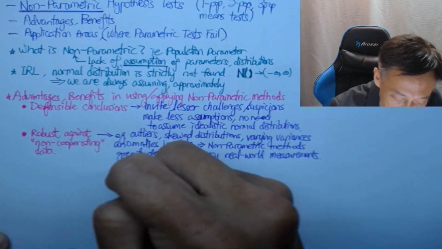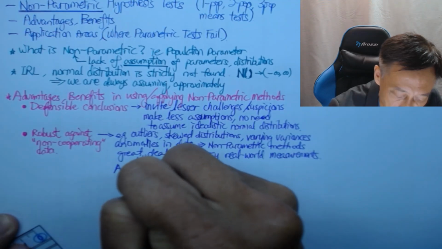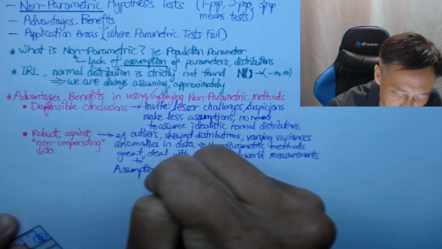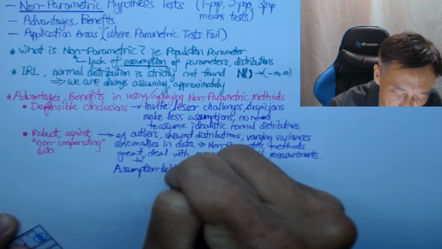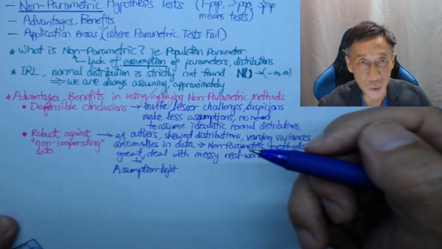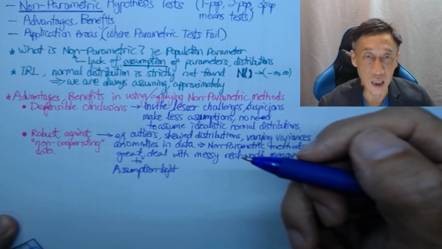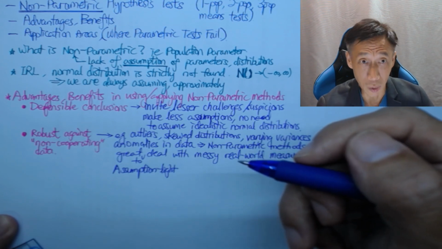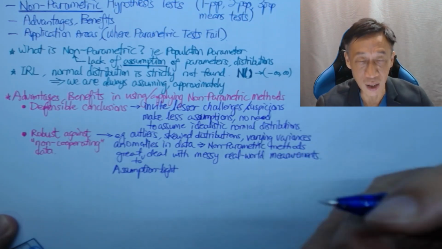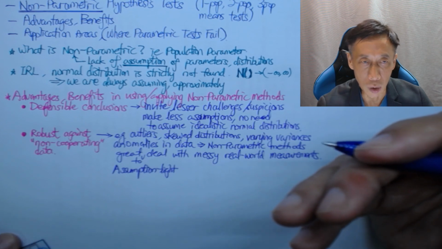It is also assumption light. So it is robust because it is assumption light. That means it makes very few assumptions. So it's very robust. It's like the simpler the design, the more robust it will last, right? The more robust against the environment and rough usage, it will behave.